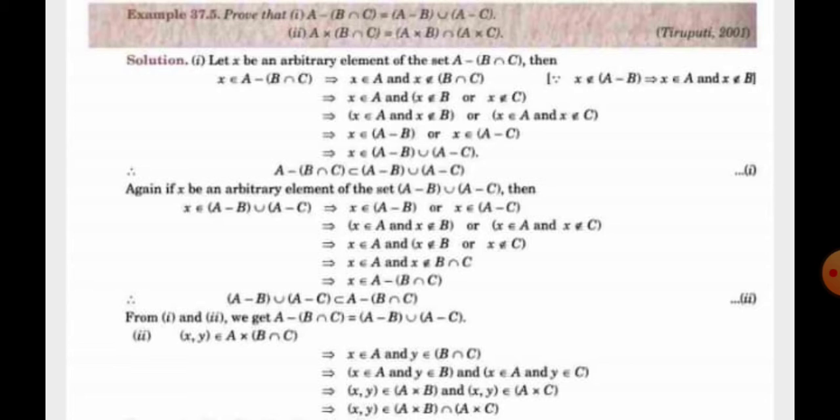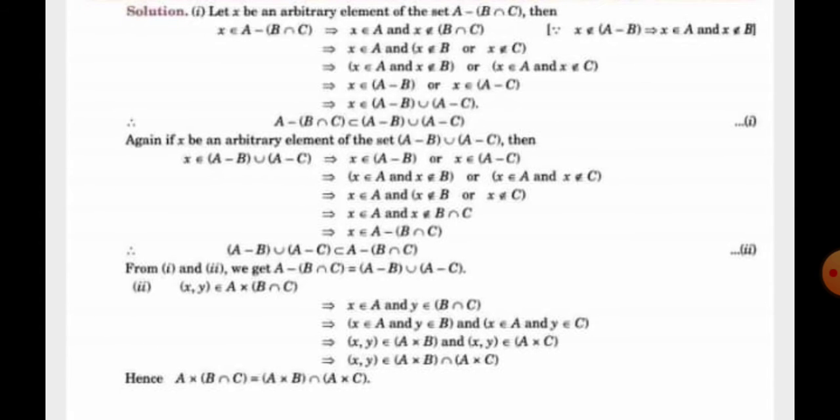Solution: let x be an arbitrary element of A minus (B intersection C). Then x belongs to this set. This implies x belongs to A, and in the place of minus, x does not belong to B intersection C. Next, x belongs to A and x does not belong to B, or x does not belong to C.